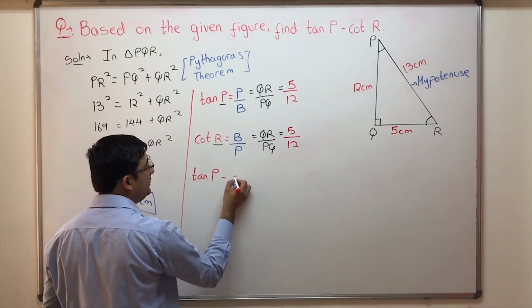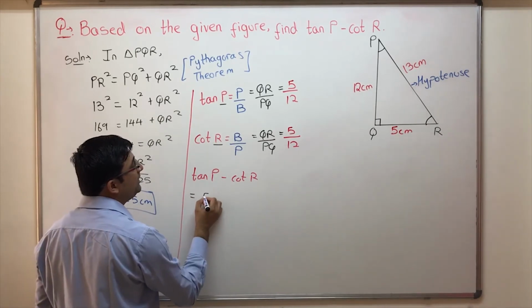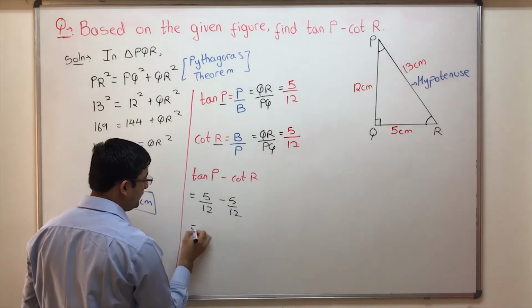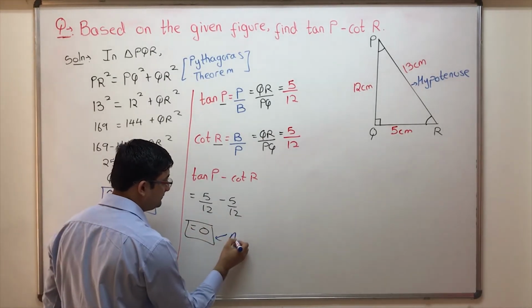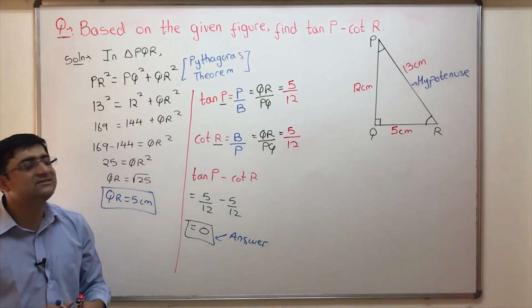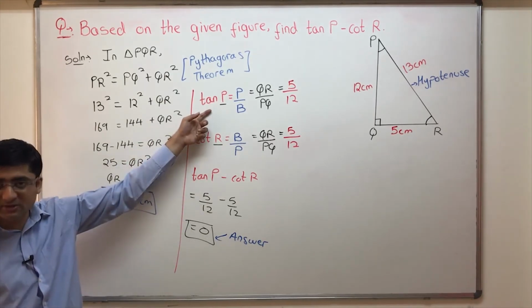So tan of P minus cot of R is equal to tan of P, 5 by 12, minus cot of R, 5 by 12. So when you solve this, you get 0 as the answer. So this over here is the answer. So this is how you solve this question. So remember, the first step is to get the three sides of a right angle triangle. How? By Pythagoras theorem. Then get your trigonometric ratio.